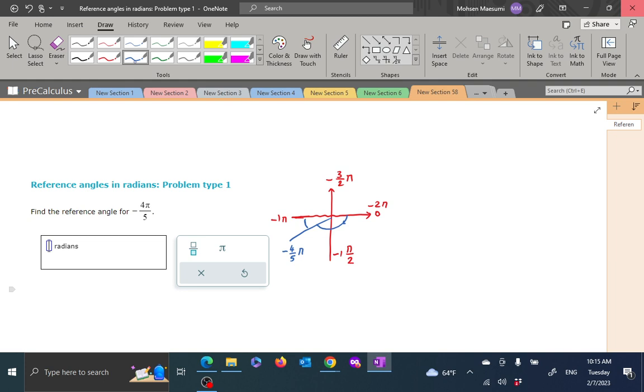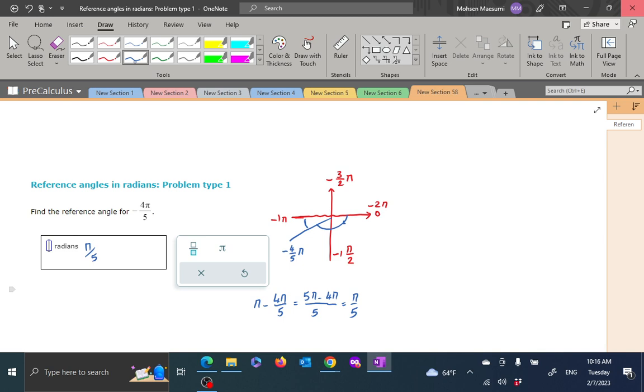So what we do is we subtract positives of these things. Pi minus 4 pi over 5. Take a common denominator. This becomes 5 pi, and that was 4 pi, and out comes pi over 5. So this becomes pi over 5. The reference angle is always positive. It's always between 0 and pi over 2.